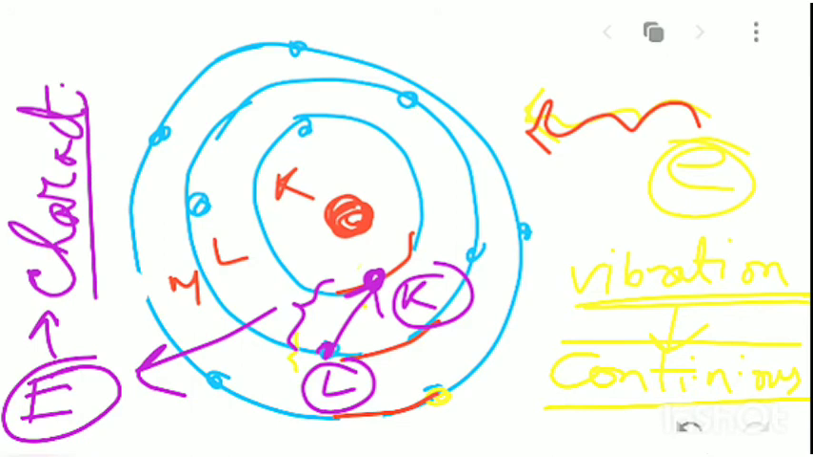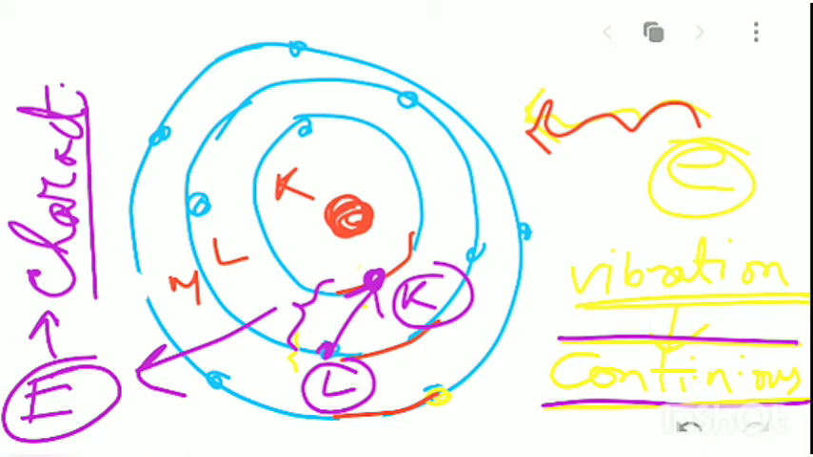So, what we know is that two kinds of spectrums are present. One kind is the continuous spectrum, another kind is the characteristic spectrum. The electrons which are thrown from the source hit the atom in the target, and sometimes those energized electrons bring vibrations in the orbits, and that is the reason behind this continuous spectrum.